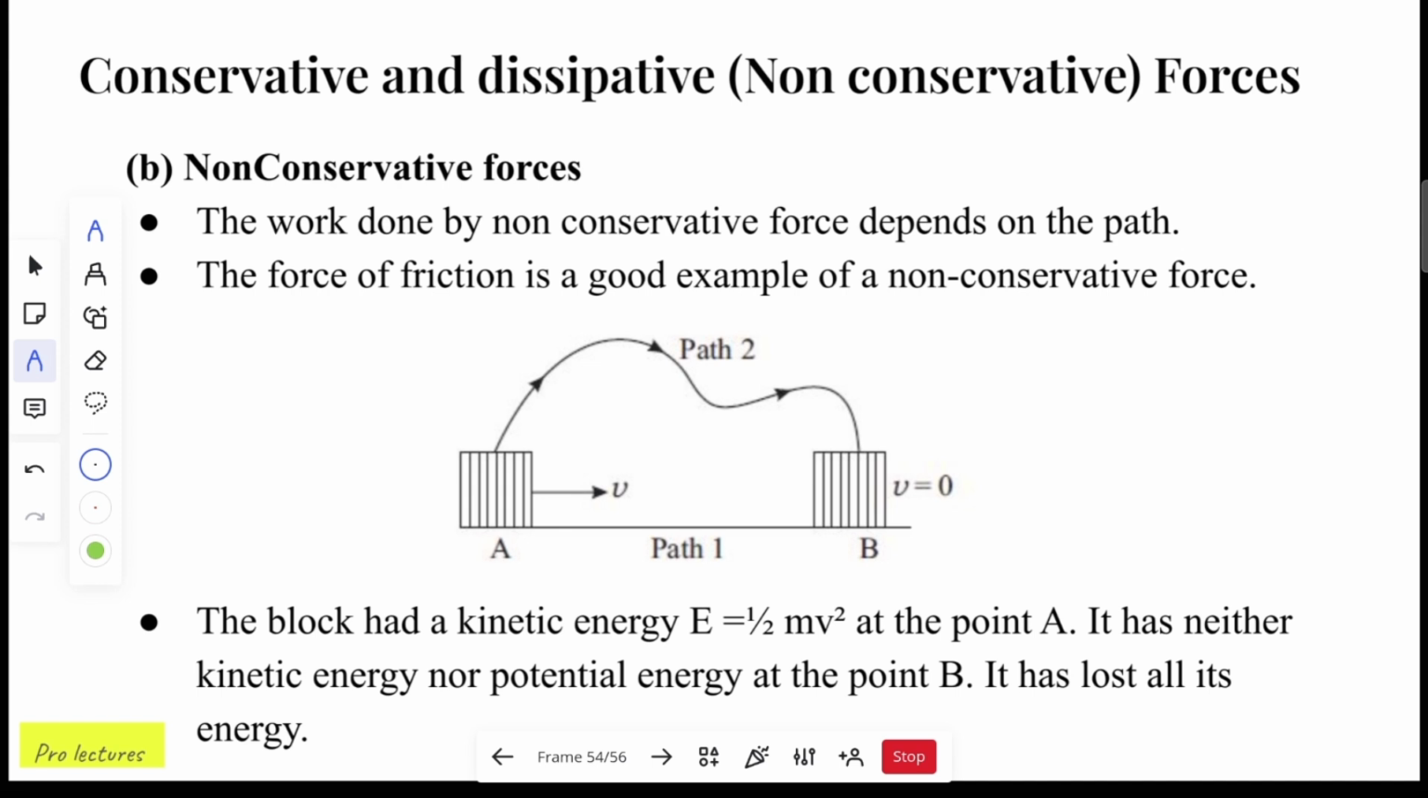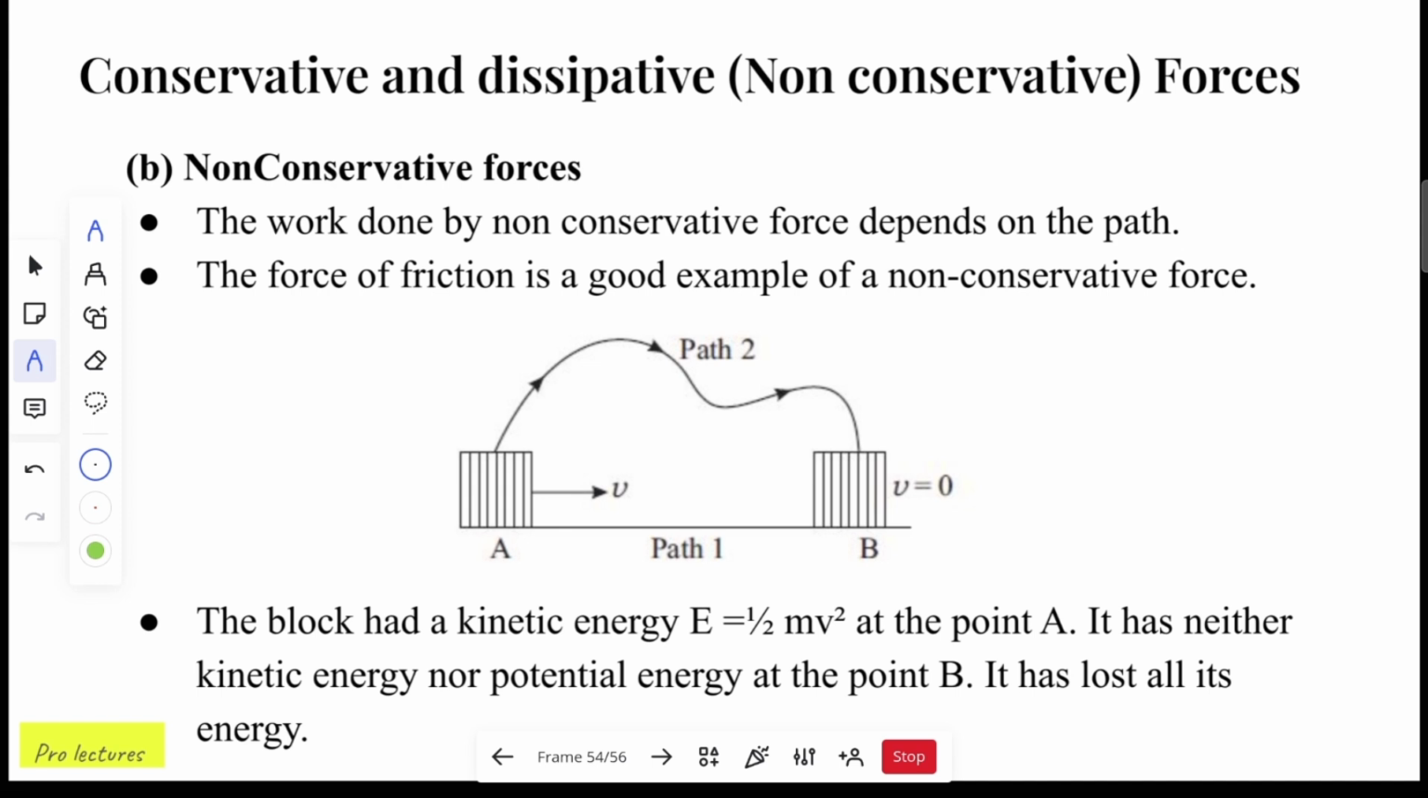There is a loss of energy. Where did it go? It has changed its form. This is the work done due to the frictional force. We can say that the force of friction does negative work because it is opposite in direction. So the kinetic energy is changed into thermal energy of the system.